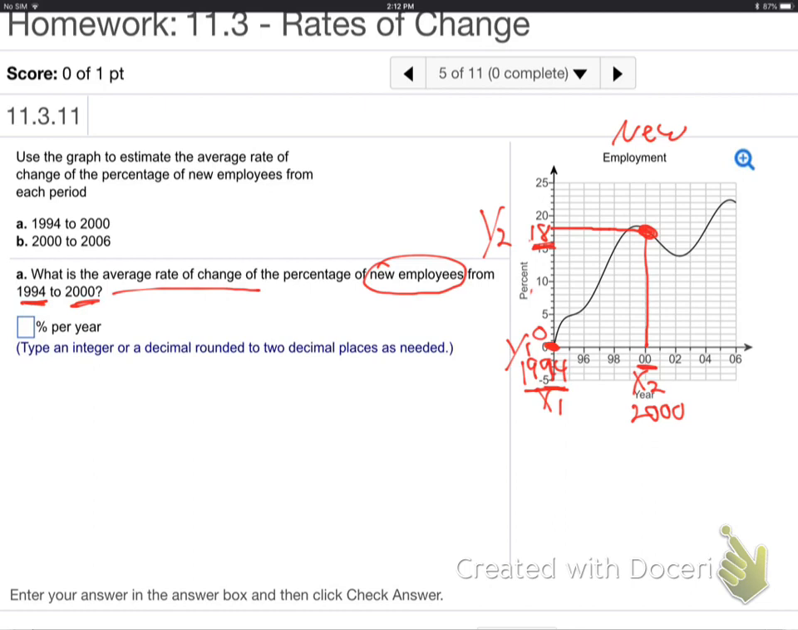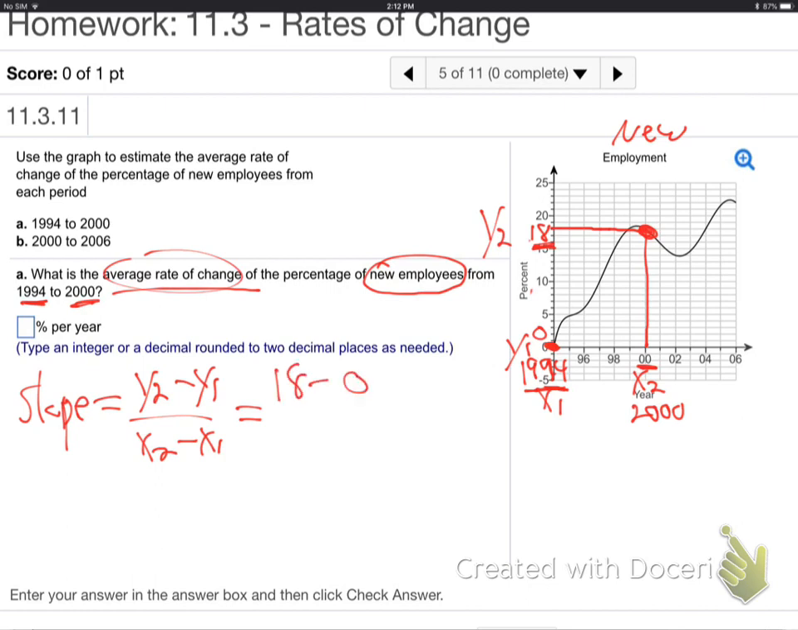So, what is average rate of change? You remember, it's slope, which is y2 minus y1 over x2 minus x1. So they're basically saying, from 1994 to 2000, how much did the number of new employees go up on average? Well, it went up to 18% from 0 over 2000 minus 1994, 6 years. It went up 18% over 6 years. It went up 3% per year on average.